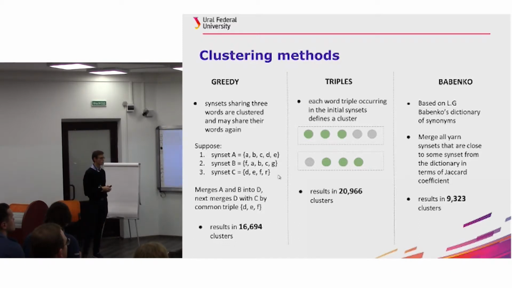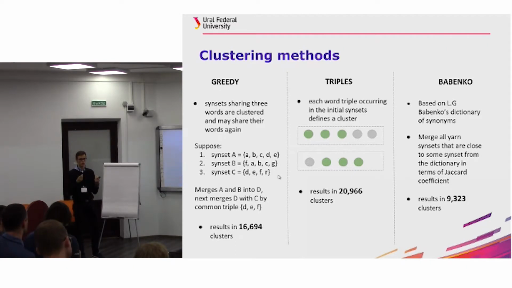Opposite to that, we can use triples clustering, which allows clustering only those synsets which initially had 3 words in common. Alternatively, we can perform clustering using additional resources. In our case, that was a dictionary by Ludmila Babenko. This is a dictionary of synonyms. To perform the clustering, we took initial synsets from Yarn, searched for the most similar ones in terms of the Jaccard coefficient using the dictionary, and then all the Yarn synsets which led to the same dictionary synset were put into the same cluster.